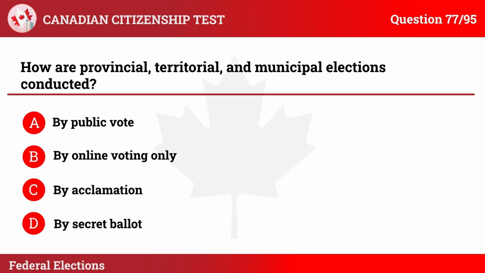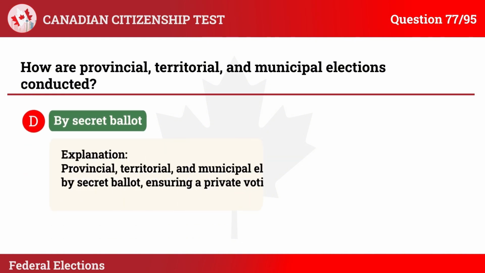The correct answer is D. By secret ballot. Explanation: provincial, territorial, and municipal elections are conducted by secret ballot, ensuring a private voting process.